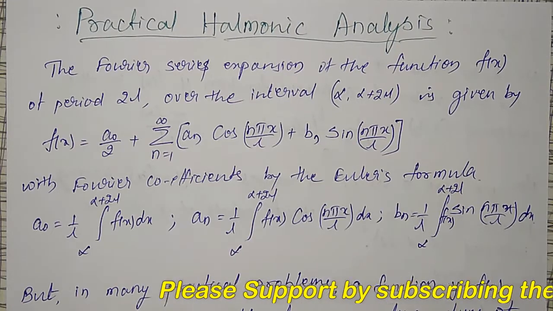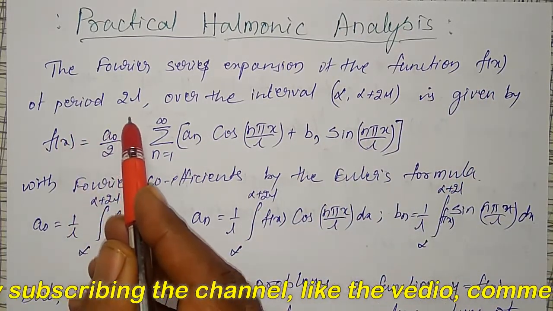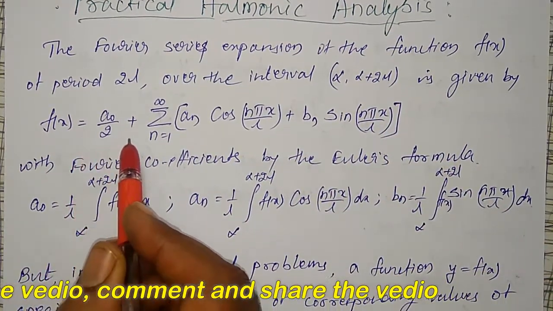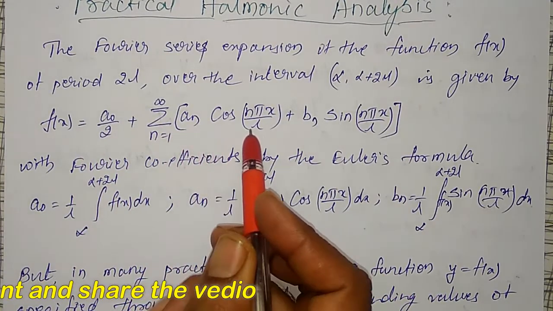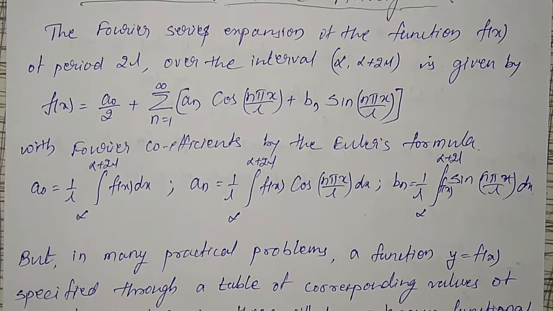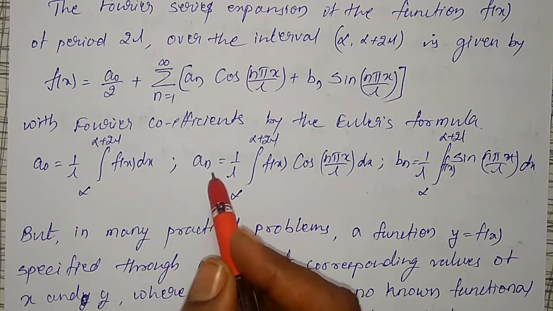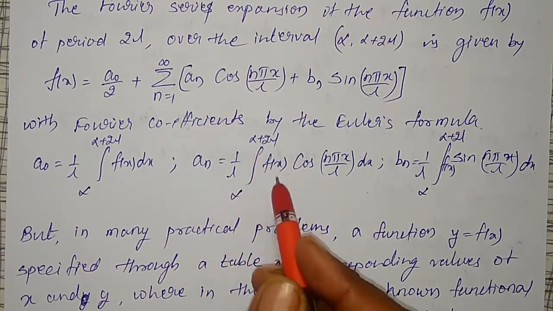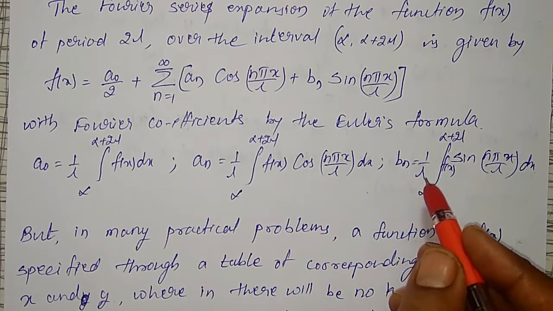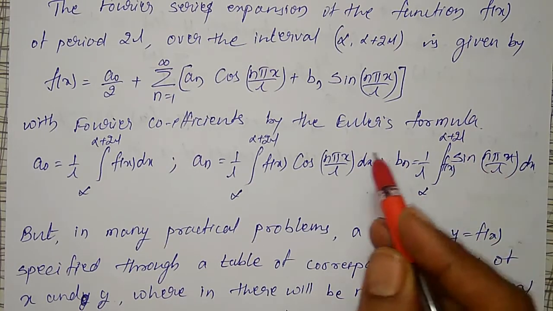Up to now, the series expansion of the function f of x of period 2l over the interval alpha to alpha plus 2l is given by f of x equal to a naught by 2 plus summation n equal to 1 to infinity of an cos n pi x by l plus bn sin n pi x by l, with the Fourier coefficients given by the Euler formulas. a naught is equal to 1 by l integral from alpha to alpha plus 2l of f of x dx, an is given by 1 by l integral of f of x cos n pi x by l dx, and finally the Fourier coefficient bn is defined by 1 by l integral of f of x sin n pi x by l dx. All these things were defined.